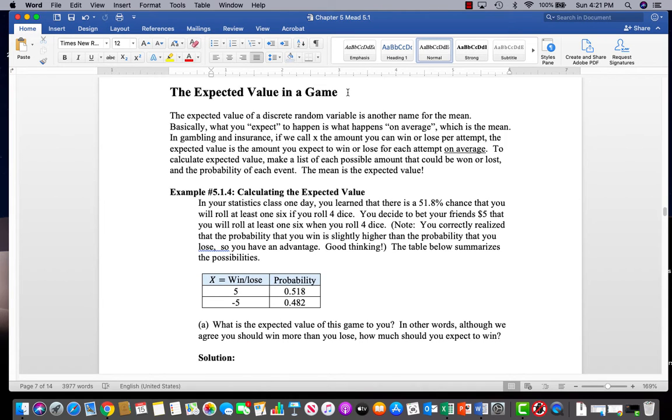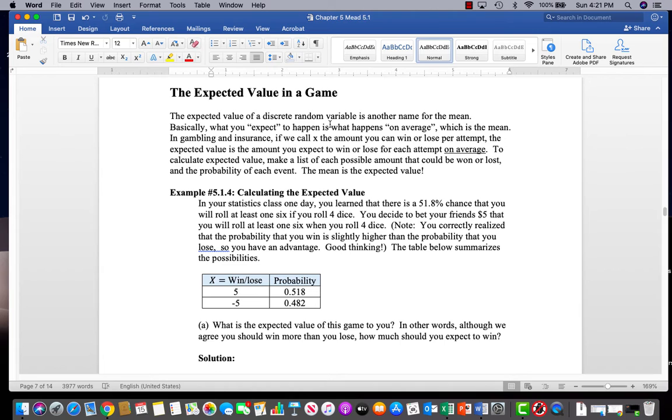Now, a game could be anything that you bet money on, either for gambling purposes, or it could be buying insurance or manufacturer extended warranties, things like that, where you pay a little extra money and you're gambling in a sense that you will get something out of that. Okay, so the expected value in a game is the same as the mean.